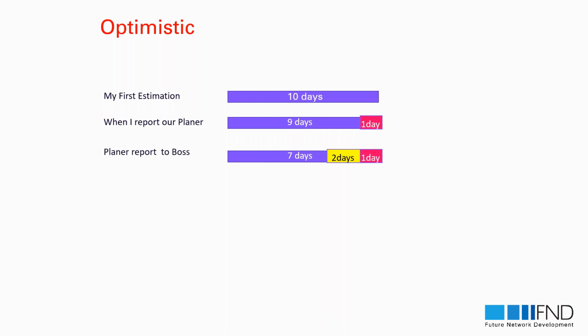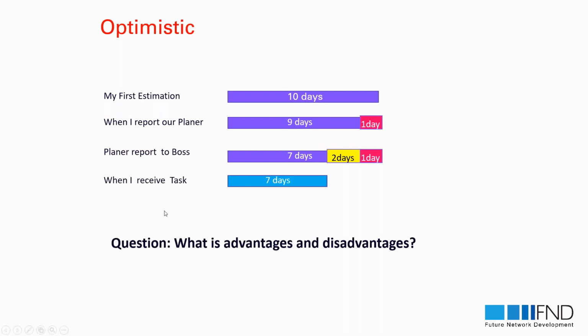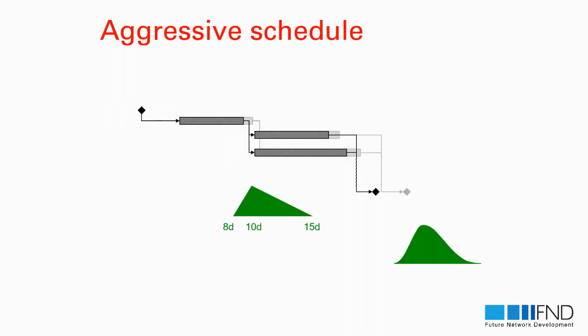This is a very common approach we also use for subcontractor management. Push the subcontractor as aggressively as possible and get what you can in the battle. Of course, there are advantages and disadvantages as well. So I can start my work in 7 days. What are the advantages and disadvantages?